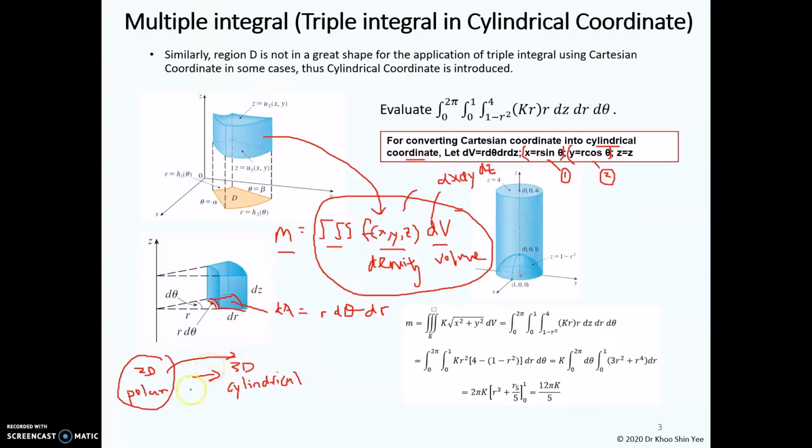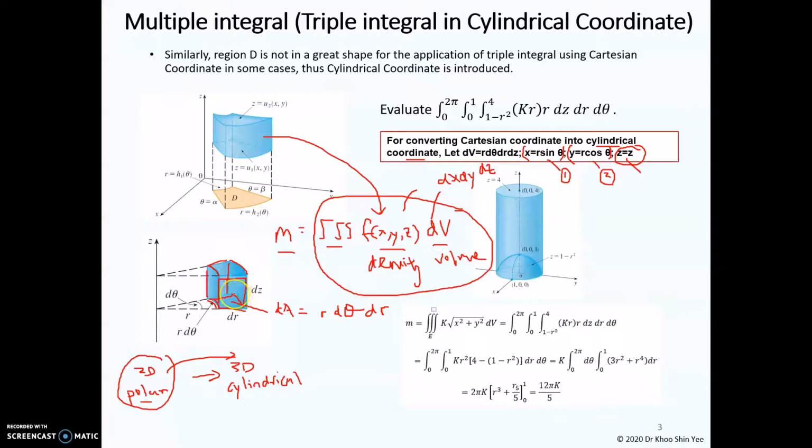However, the polar coordinate is only applicable for 2D. To extend it to 3D, you need to include the Z direction. So in this case, the Z doesn't change, it still remains. So you need to include the dz here for this small element.